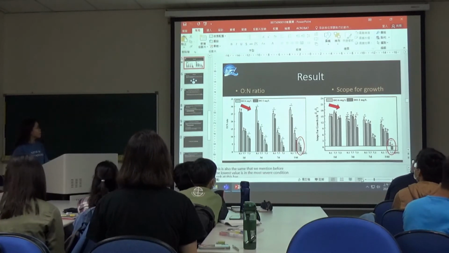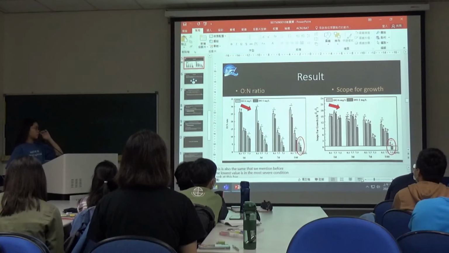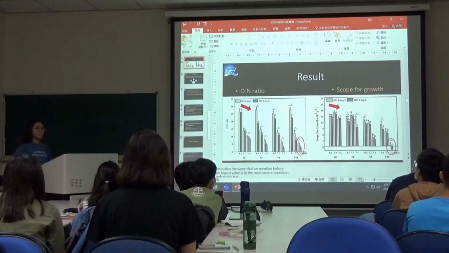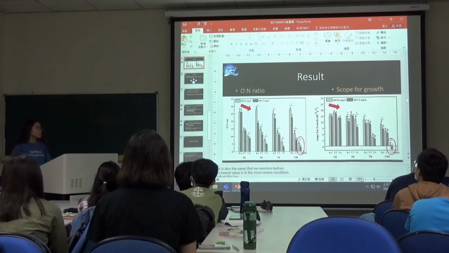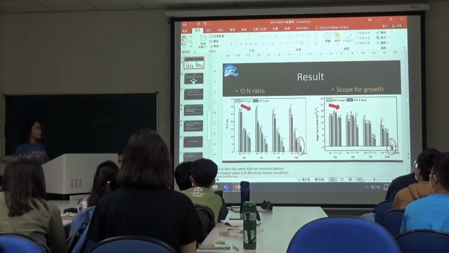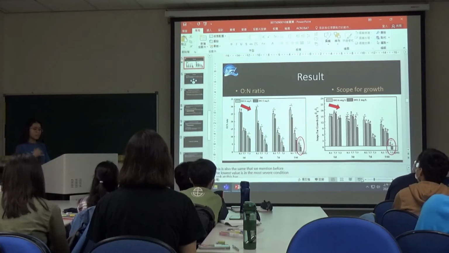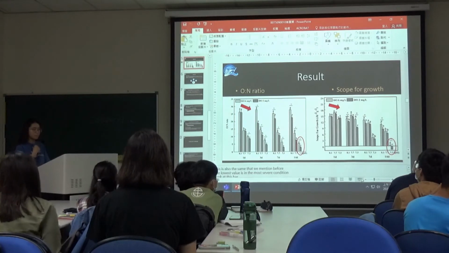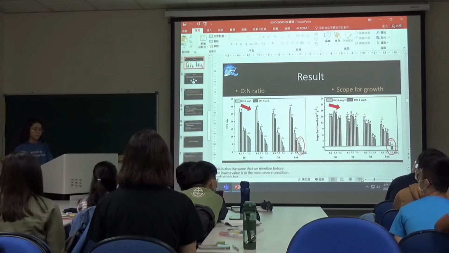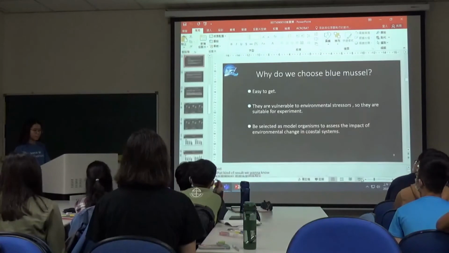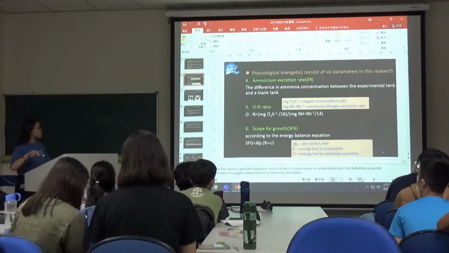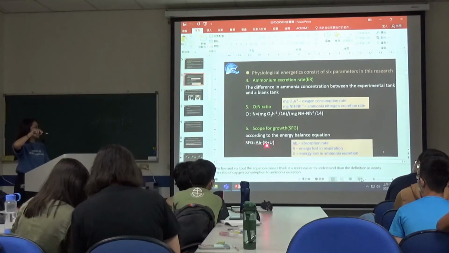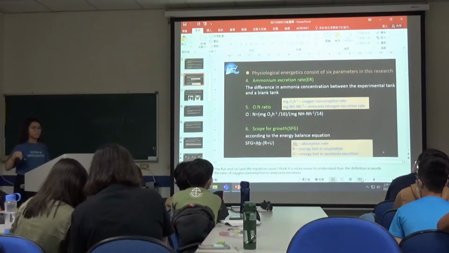Because the oxygen and nitrogen ratio equation is oxygen divided by nitrogen, and in the severe condition the nitrogen will discharge more from the blue mussel. And the score for growth is like whether the blue mussel is healthy or not. So if this one here, the R and U, are too much, it will decrease.